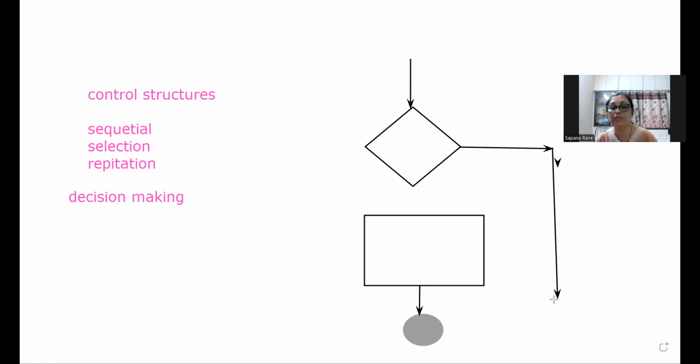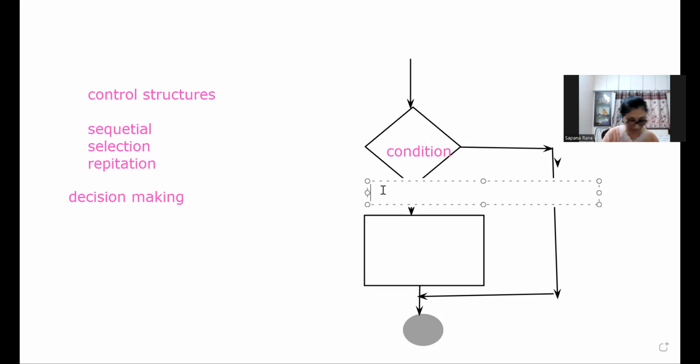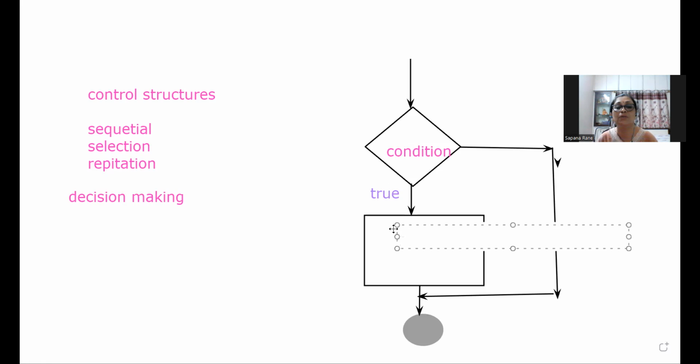Let me complete this drawing and then we'll discuss. So here some condition is given. So some value is computed and found out if it is true or false. Suppose if it is true, then here you can have your conditional code.